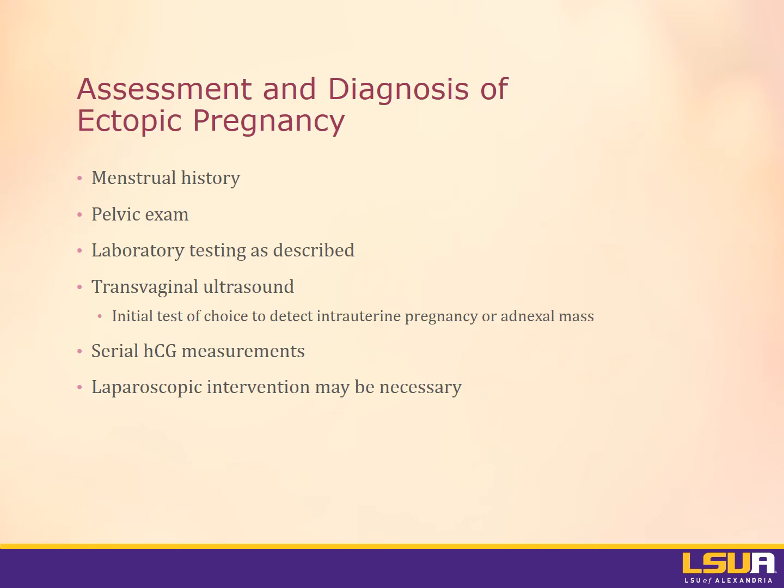So we want a menstrual history. She will have to undergo a pelvic exam, lab testing, of course. More than likely, a transvaginal ultrasound is the initial test of choice so that we can see where the pregnancy is or if there's an adnexal mass elsewhere. Serial HCG measurements, and there may be laparoscopic intervention if necessary.